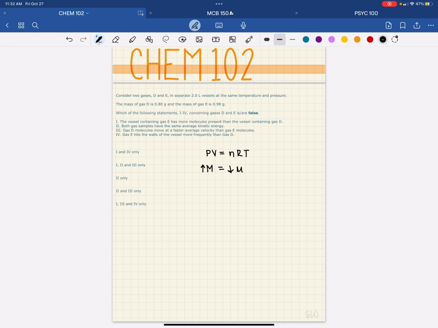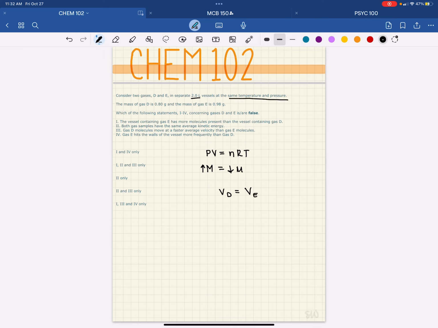Next, consider two gases D and E in separate 2-liter vessels at the same temperature and pressure. The mass of gas D is 0.8 grams and the mass of gas E is 0.98 grams. Which of the following statements, 1 through 4, concerning gases D and E are false? So the first thing we need to note is if they're in 2-liter vessels, we know that the volume of D equals the volume of E.